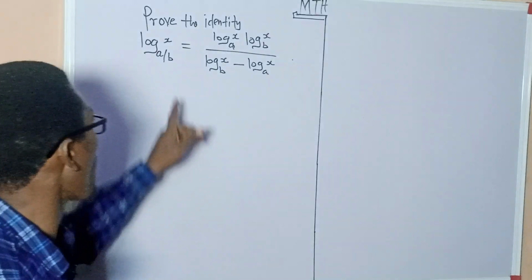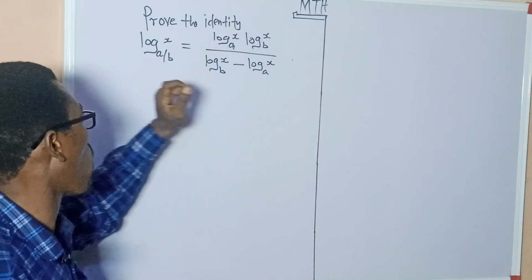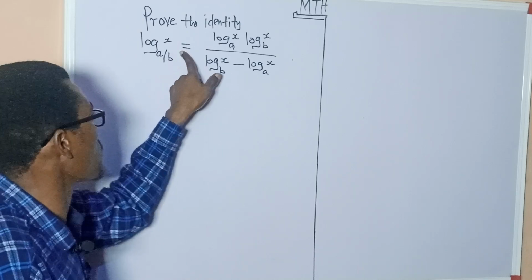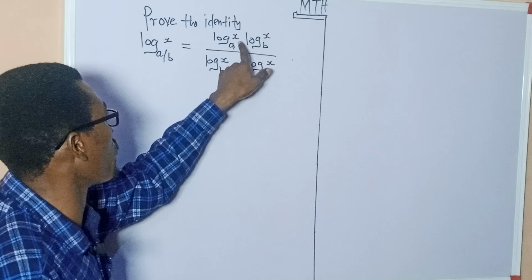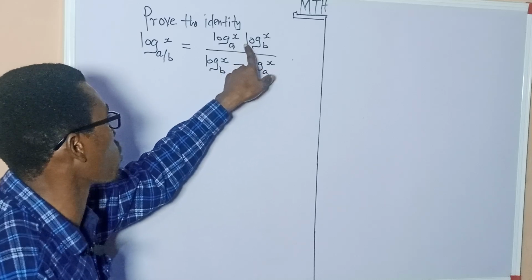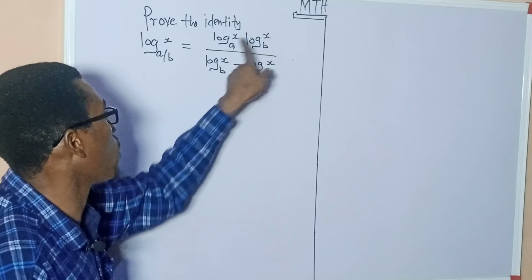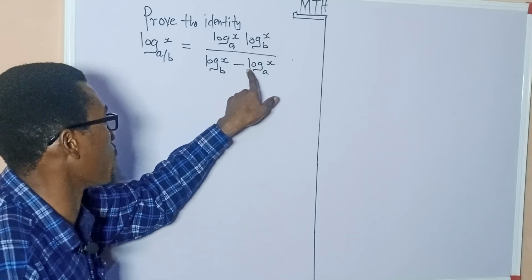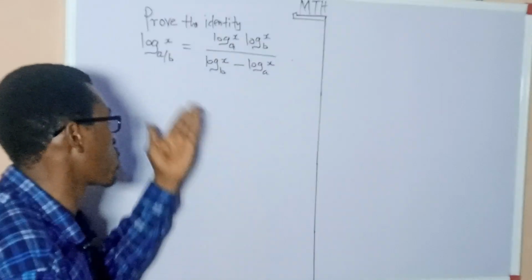Now over here, we are required to prove the identity, or to show that the log to base a over b of x is equal to the log to base a of x multiplied by the log to base b of x, over log to base b of x minus log to base a of x. Now, I want to show this.